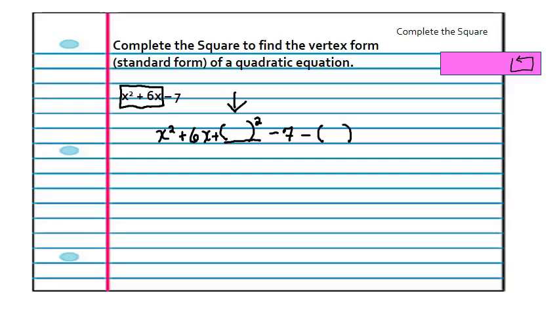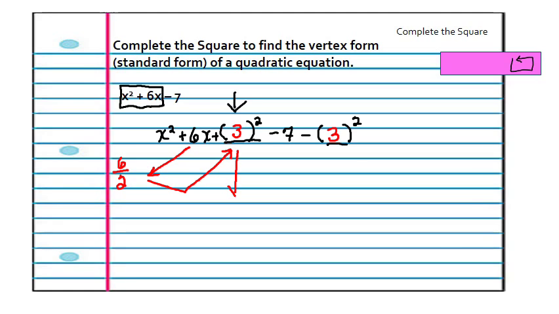So subtract the square from over here. Okay, here's what I do. First thing I do is I take this and know that I have to divide by 2, because that is what I'm going to put back into here, which is 3. And if that's a 3, then we have to put a 3 here.